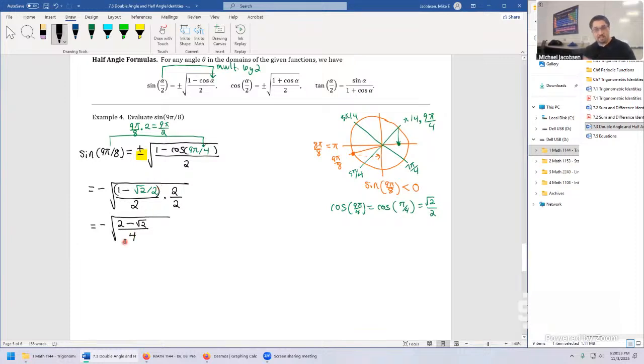And then it simplifies even slightly further. This becomes negative square root of 2 minus root 2, divided by the root of 4. So negative square root of 2 minus square root of 2, that's definitely the awkward part about this, over 2. At least the denominator kind of came out nicer in this problem versus the last one.